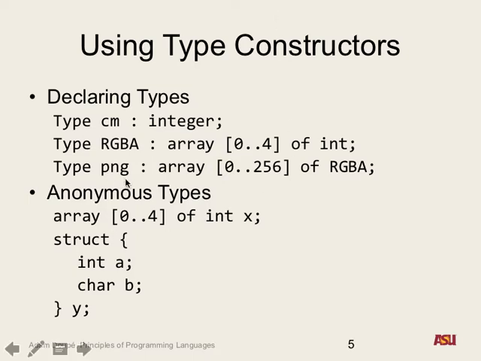And so we can say that, well, we can make a PNG, right, or some kind of image, an array of RGBAs. Right, so we're constructing new types based on the other types that we've already declared.